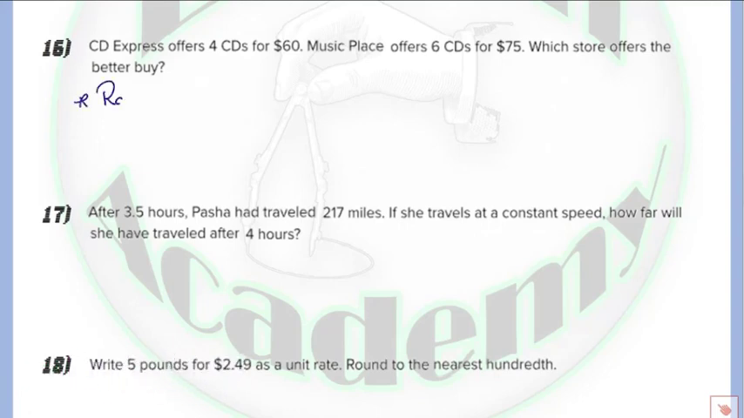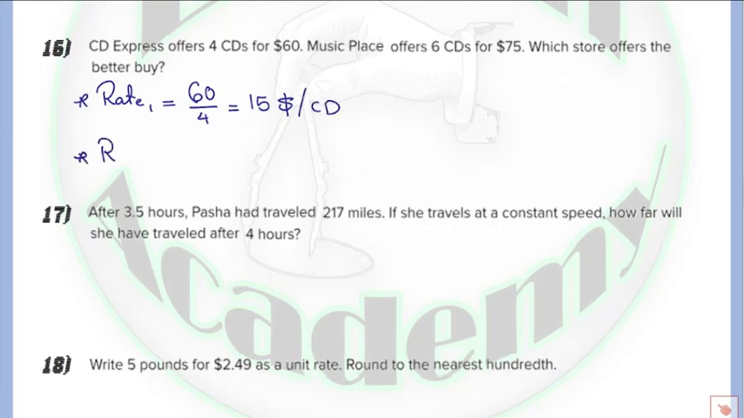So to find the rate of the first store, we will divide the price by the number of CDs. In all of the questions which are related to the rate, once you find the price, just divide the price by the number of items. So we divide 60 by the number of items, which is 4. So the answer now will be equal to 15. The unit of 60 is dollar, and the unit of 4 is CD, so it will be $15 per CD.